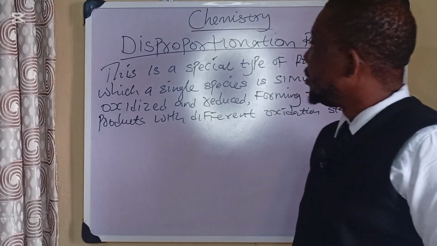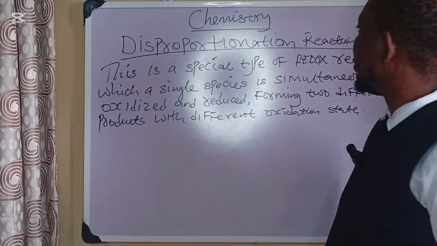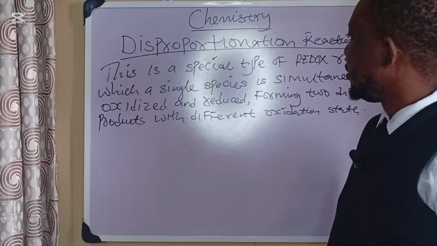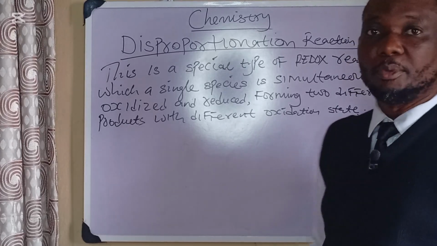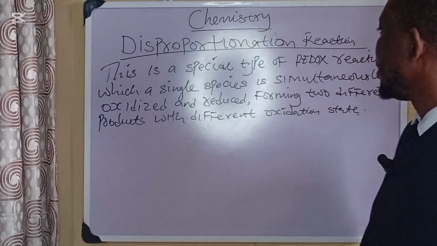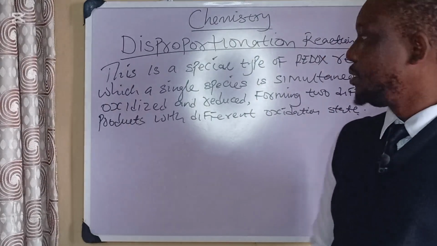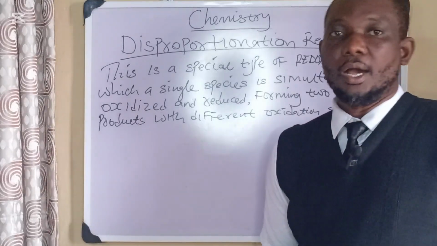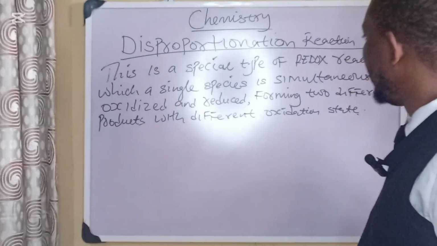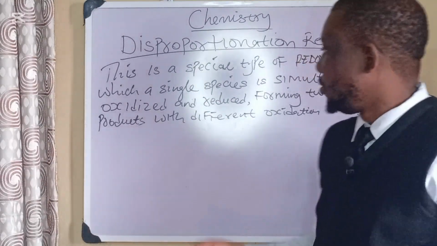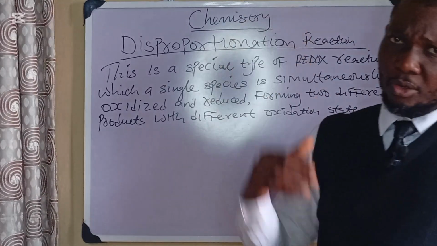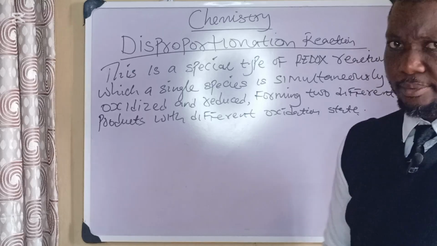We're going to be looking at disproportionation reactions. A disproportionation reaction is a special type of redox reaction in which a single species is simultaneously oxidized and reduced in a reaction, forming two different products with different oxidation states. Maybe one that is lower and the other one in the highest state.